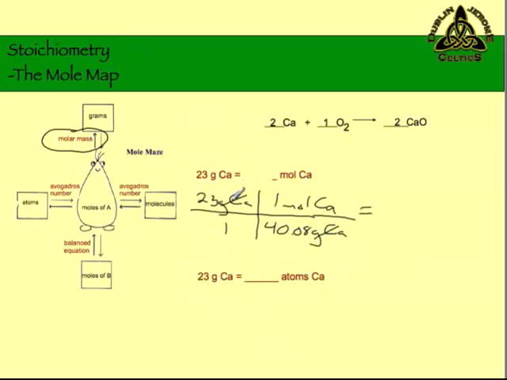Grams cancel out, I divide 23 by 40.08. I have 2 significant figures, and my answer comes out to be 0.57 moles of calcium, which makes sense. 23 is a little bit more than half of 40, so I have a little bit more than half of a mole of calcium if I have 23 grams.